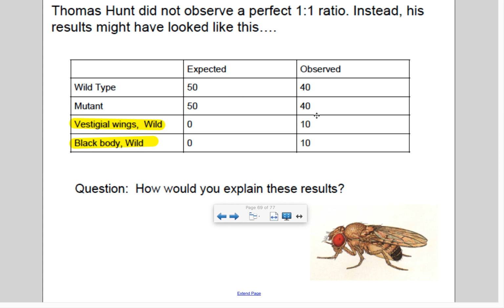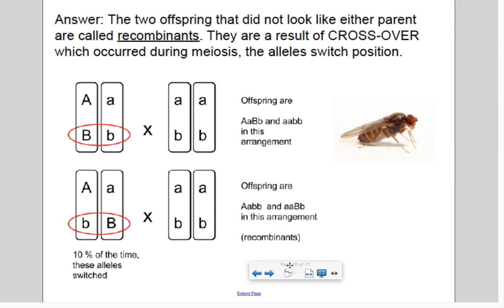However, he observed 40-40, and then these two crosses, vestigial wings, which is that mutant? Yes. Wild for the yellow body, and a black body with wild or normal wings. Combinations that did not look exactly like the parents. And he's like, what is going on here? And so he called these weird offspring that didn't match the parents recombinants. And they are the result of crossing over during meiosis, which means that the alleles switch position.